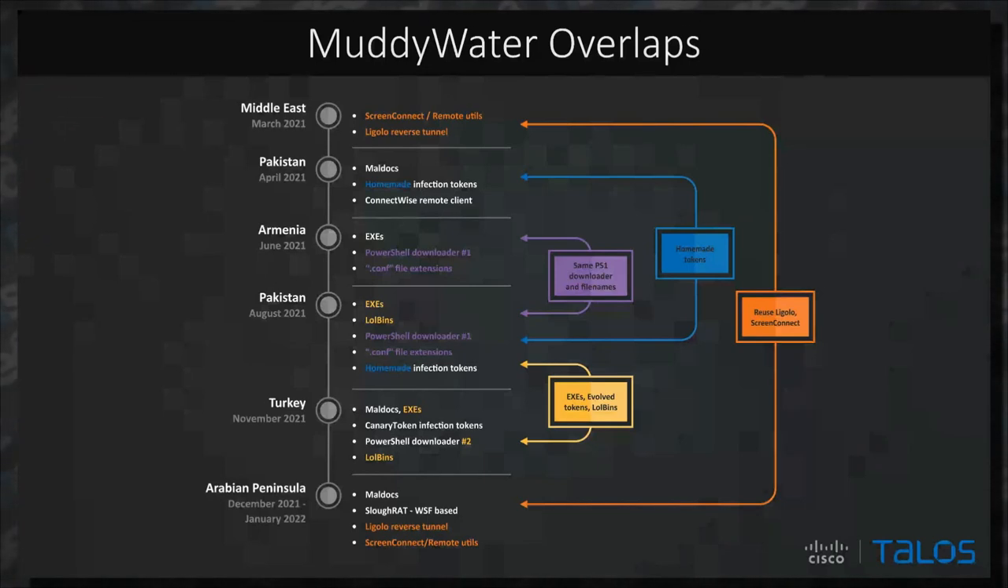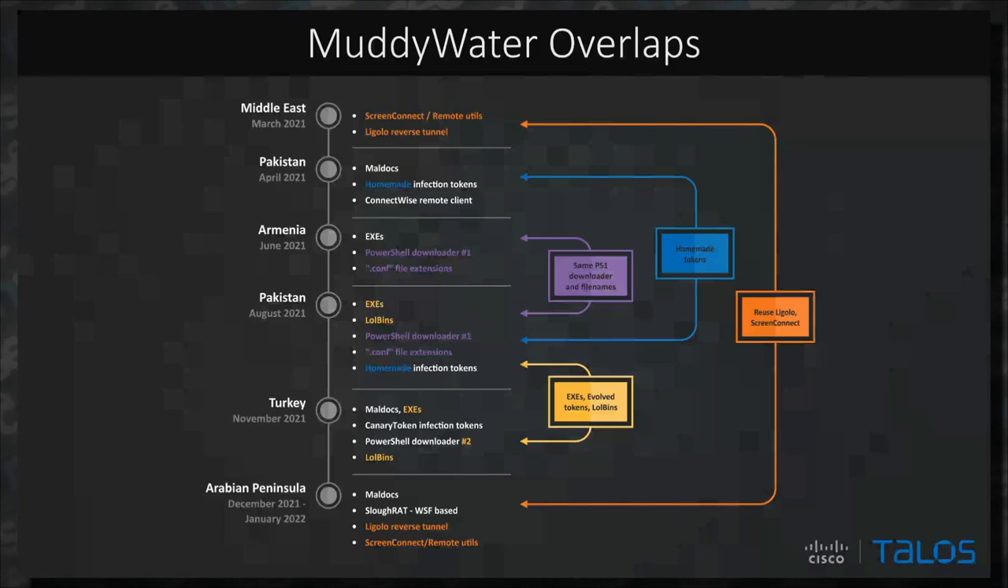This time we've tried to do something different. On the left-hand side, we have a timeline of all the campaigns that we've discussed today. And we've also presented and color-coded all the salient DTPs along with the different campaigns, in the bullet points. But on the right-hand side, this is our attempt at showing the different commonalities between all the different campaigns that MuddyWater has conducted over the course of the last year.